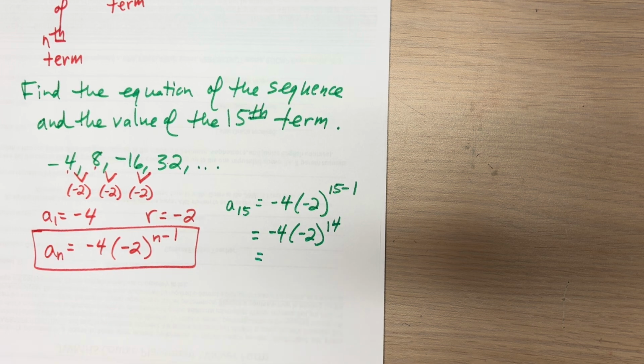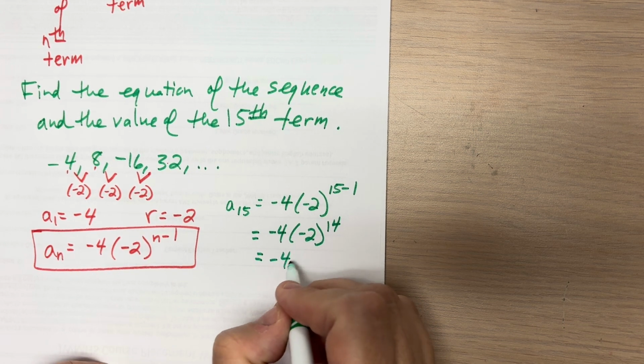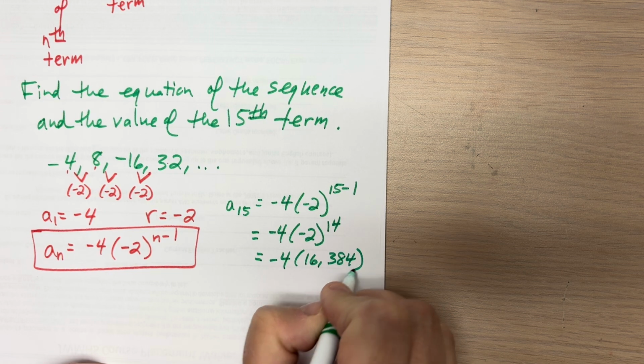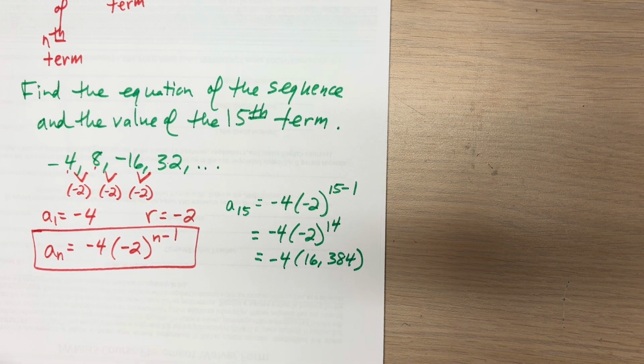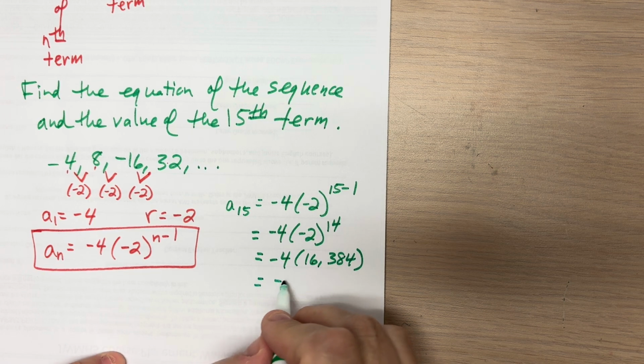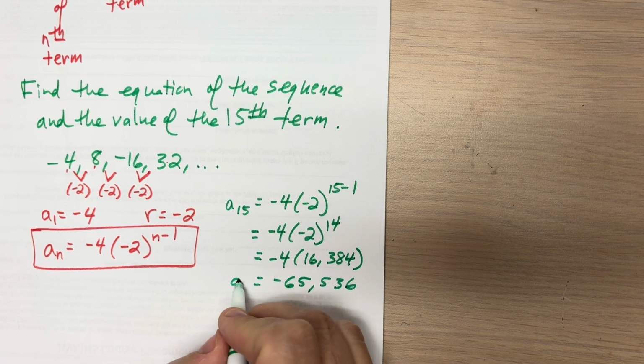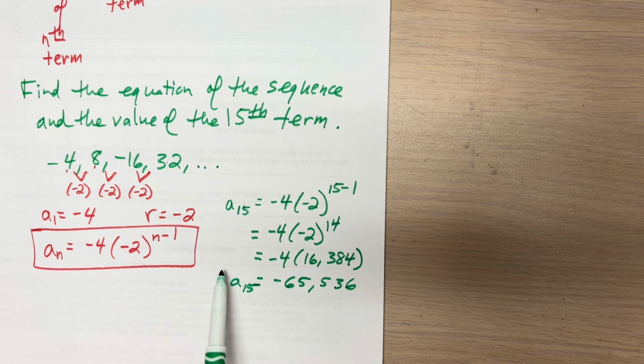I have no idea what that is. Let's see. This is -4 times 16,384. Okay. That's going to give me -65,536. That is wild. Okay.